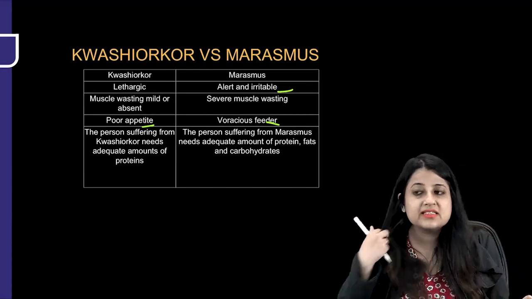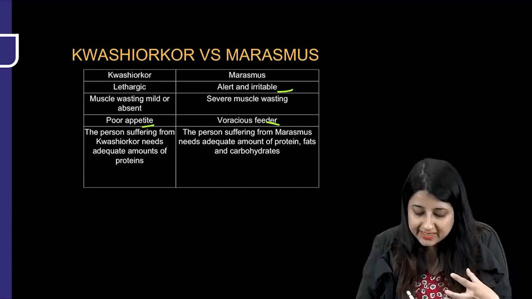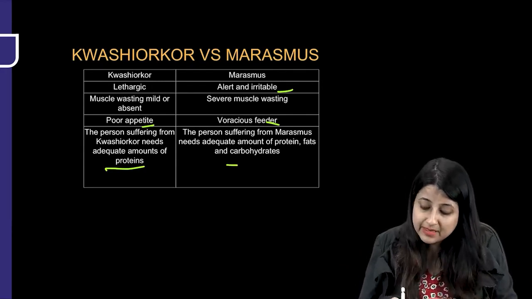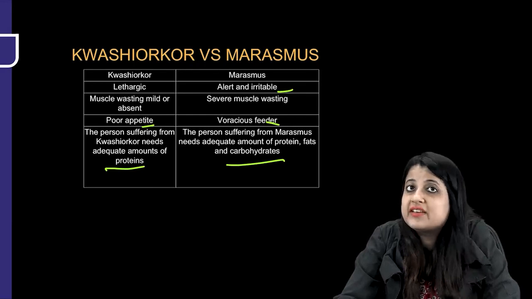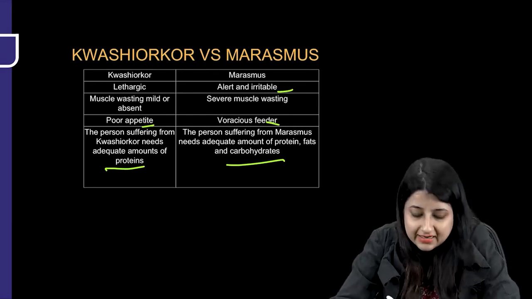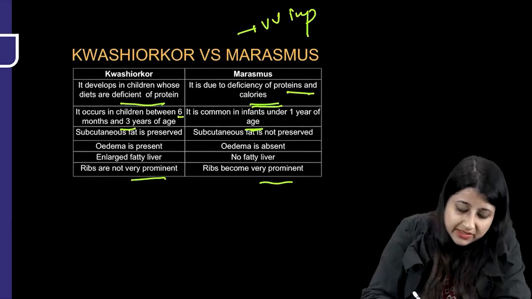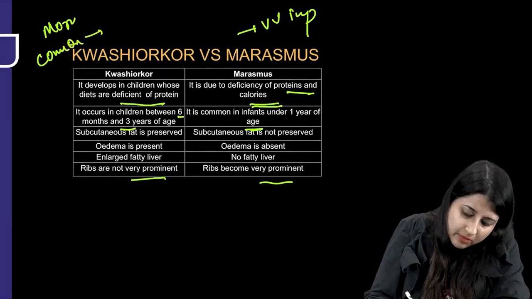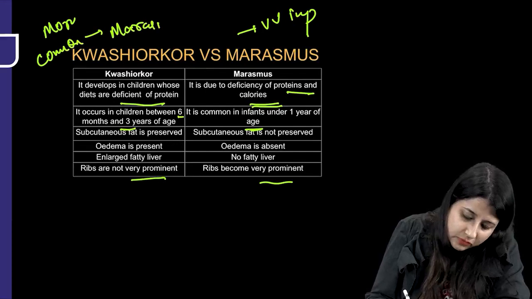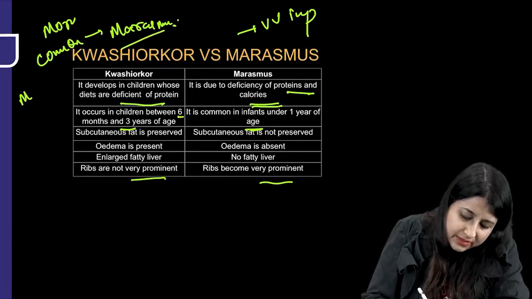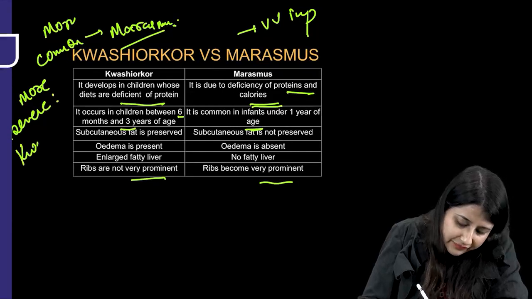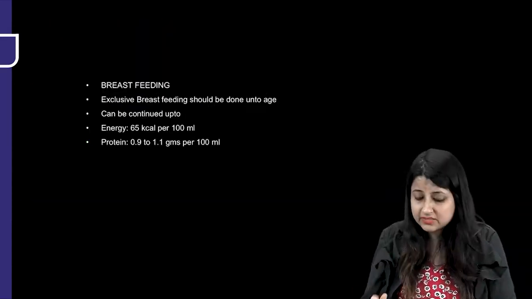So when a person is suffering from Kwashiorkor, you have to feed him an adequate amount of protein. For a marasmic baby, we have to give protein, fat and carbohydrates, because even calories are deficient. Okay, so this is very important. Which is more common, guys? If anybody asks you which is more common, it is marasmus. But if somebody asks you which is more severe with poor prognosis, more severe is Kwashiorkor. Got it? So this is important.